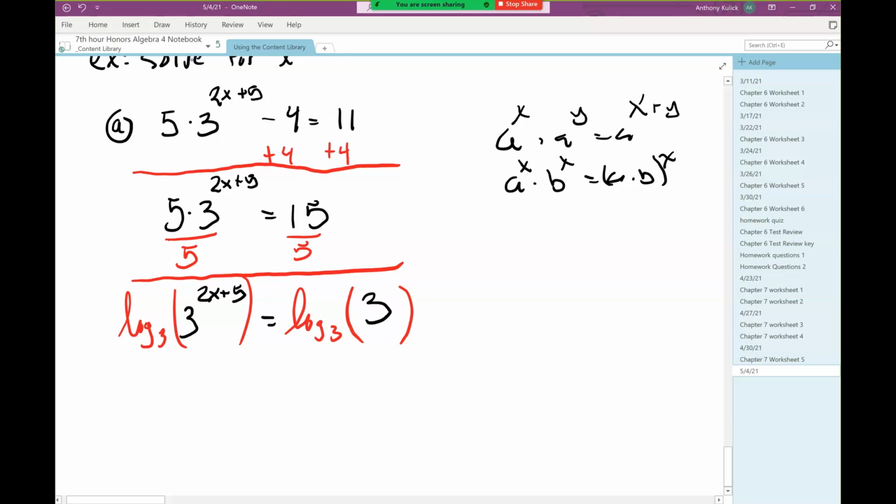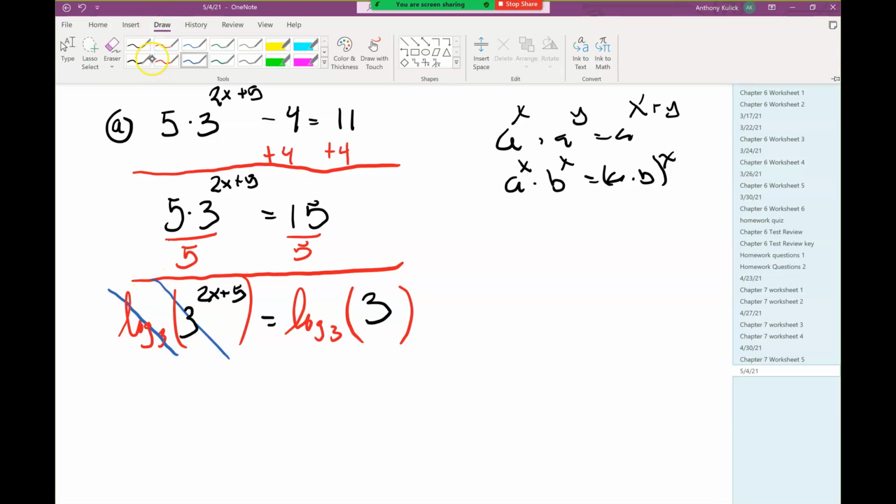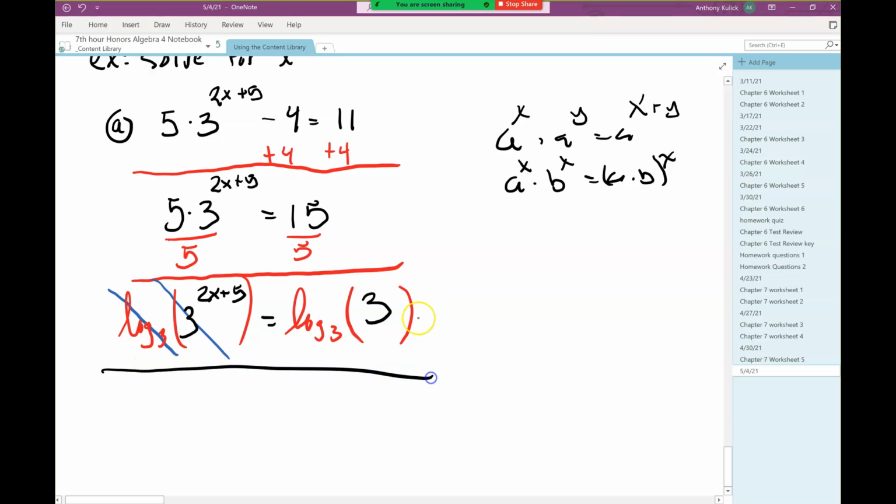So log base 3 of 3 to the 2x plus 5, what does that equal? Or what does that reduce to? Yeah, just 2x plus 5. Great. And what's log base 3 of 3? 1.